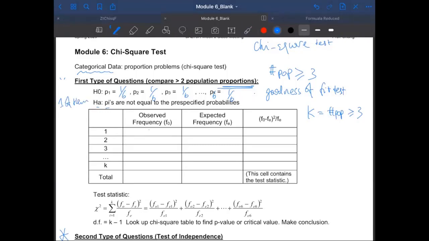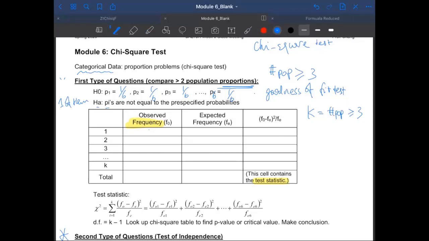After you write out the null and alternative, the next goal is to find a test statistic. In order to find a test statistic, we are going to set up this table. The very last cell pointed to here is going to give us the test statistic. There's going to be one column for the observed frequency. I want to stress here, this is the frequency, this is not a probability.